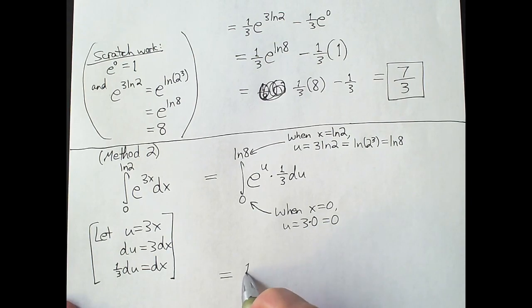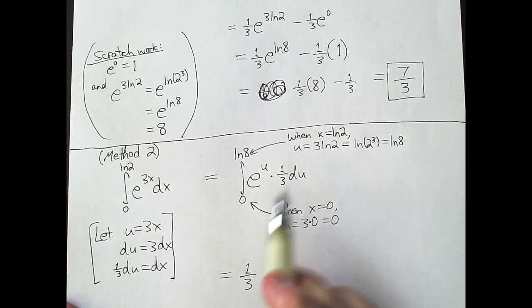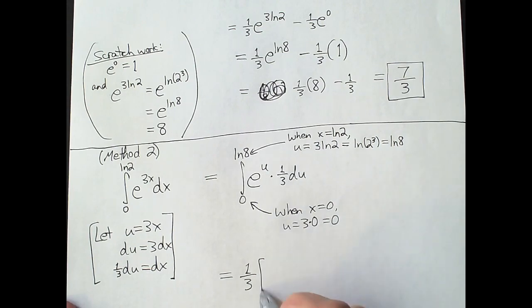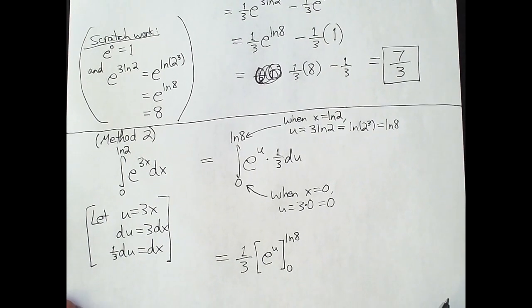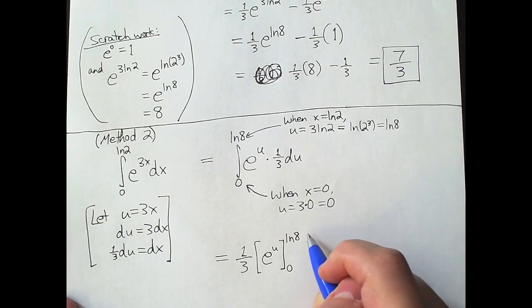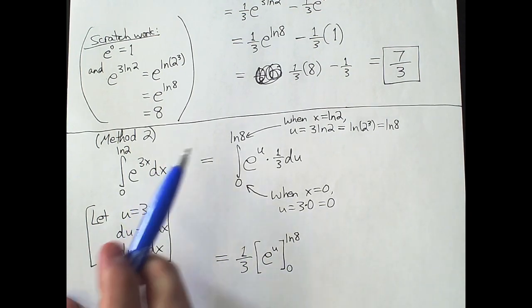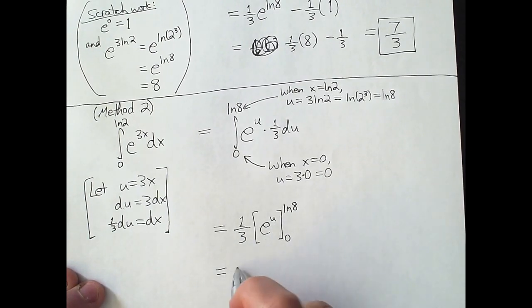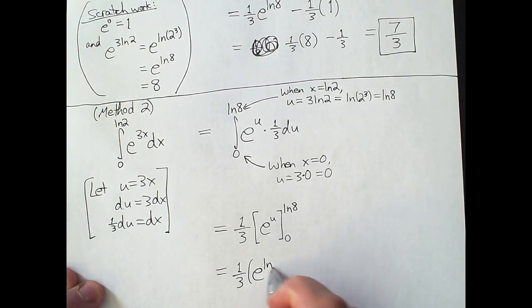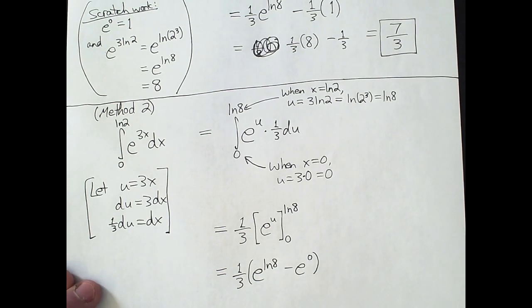So now we continue the problem from here. I'd probably pull the 1/3 out. Actually, let's just integrate it. 1/3 times the integral of e to the u du is e to the u. And I can write ln 8, and I can write 0. And I don't have to write x equals or u equals or anything like that. These are u values. ln 8 is already converted into a u value. So in the next step, I'm going to put ln 8 in for u and get e to the ln 8 minus e to the 0.